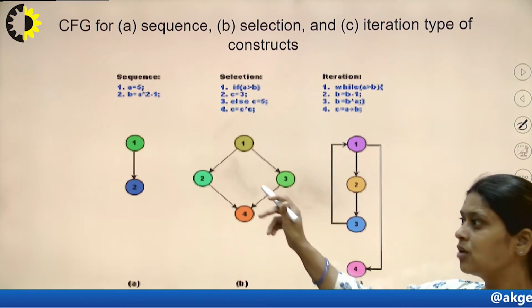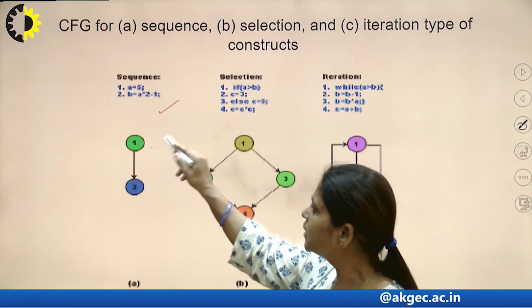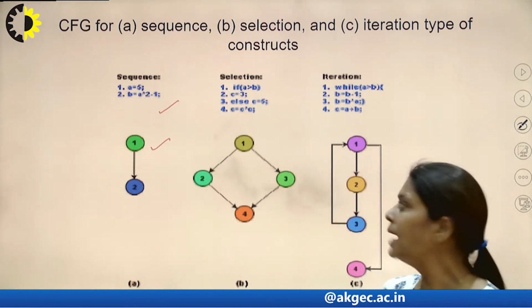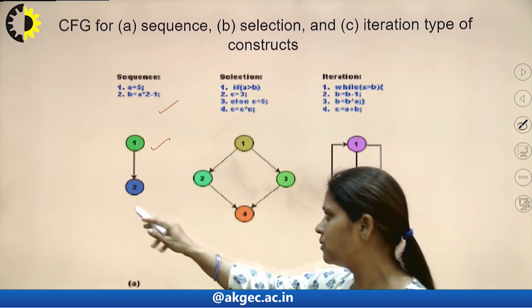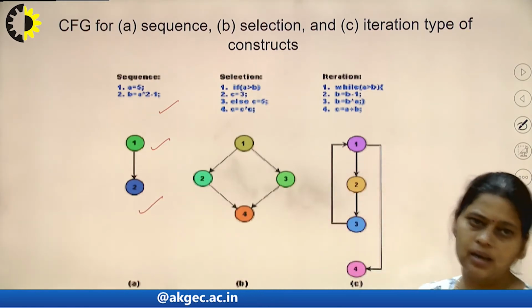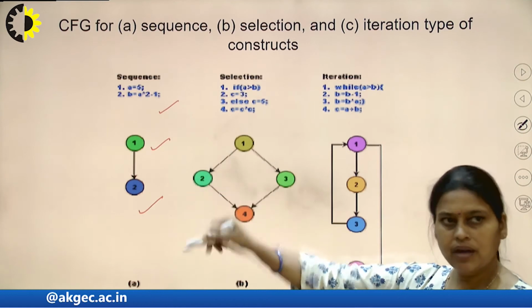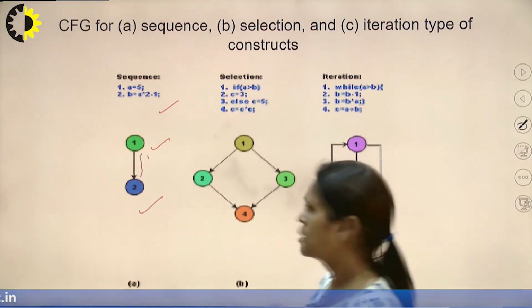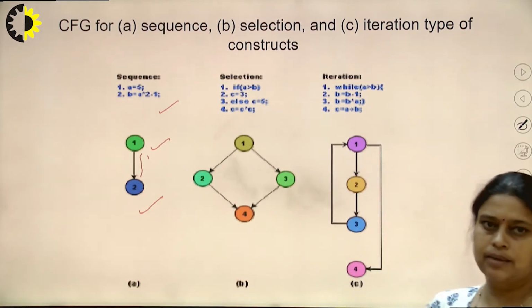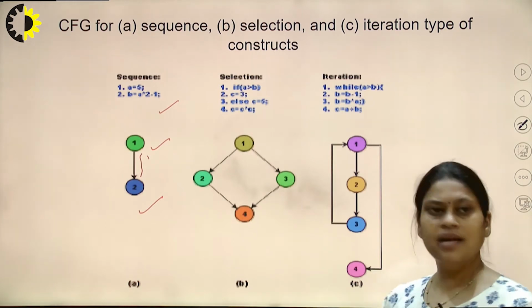So this is a sequence statement. The first statement is A equals 5, and the second statement is B equals A times 2 minus 1. So these are simply sequence statements. We just write statement 1, then statement 2, and show the edge between the two statements. Now the second one is an example of selection.